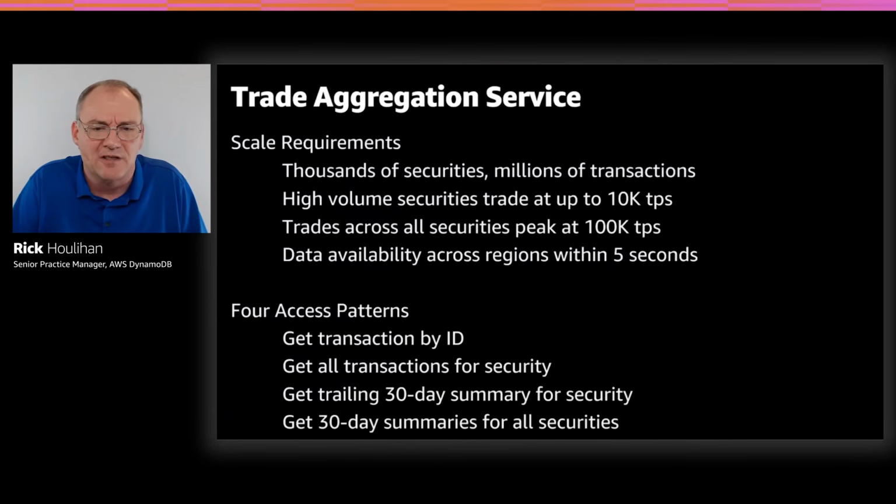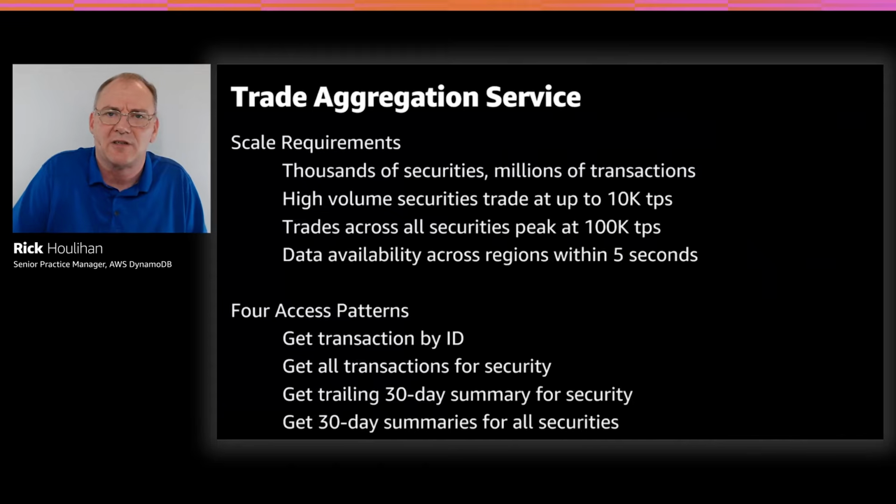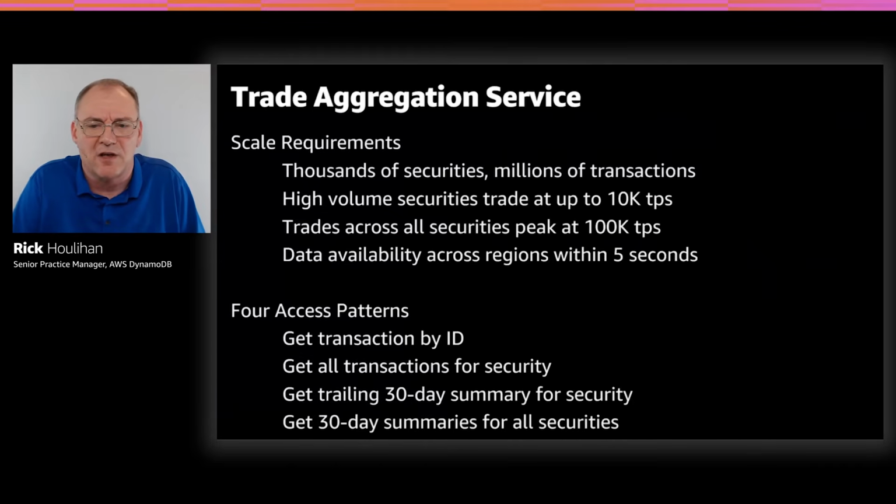They had thousands of securities that were being tracked, millions of transactions throughout the day. Their highest volume securities would trade at up to 10,000 transactions per second. Across all securities, they peaked at around 100,000 transactions per second, and what they needed was global replication. They had multiple teams in multiple regions producing the data and consuming the data, and they wanted global replication across regions within 5 seconds to have availability of that data across teams.